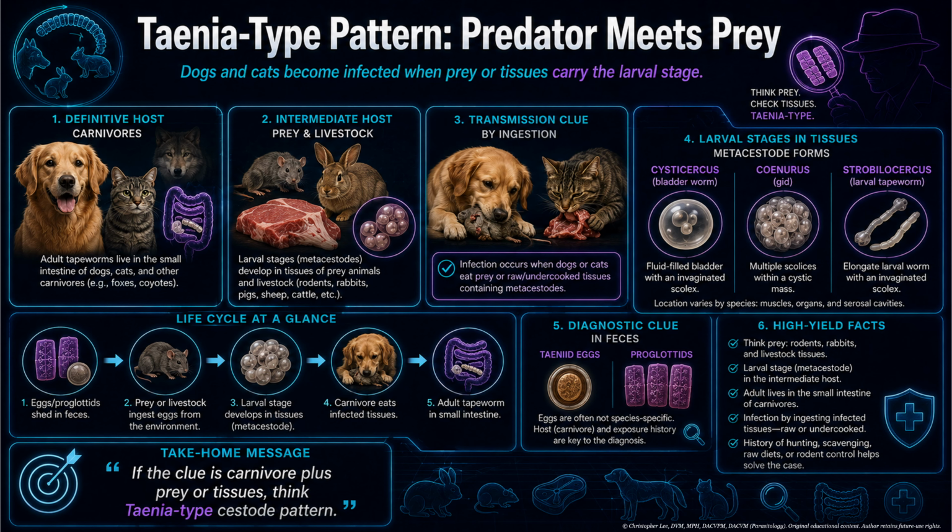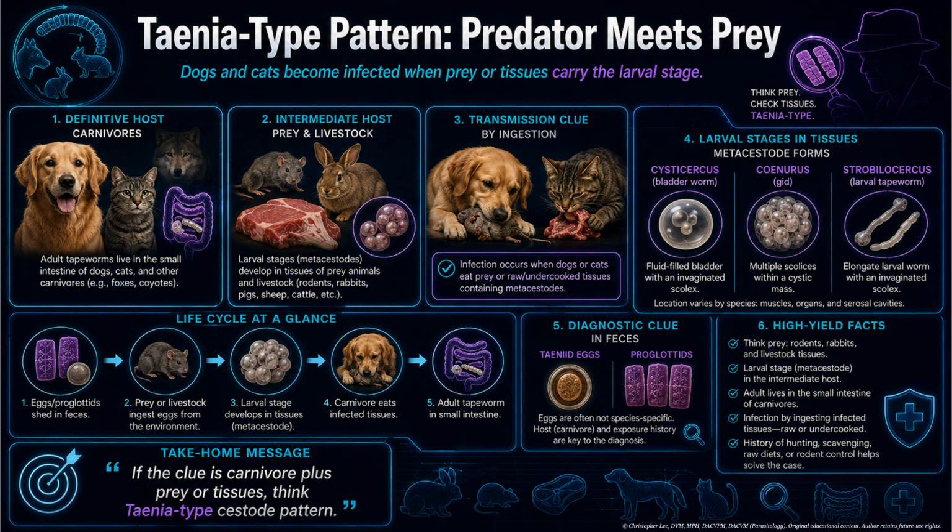Now, shift from fleas to prey and tissues. This is the Taenia-type pattern. Taenia comes from a Greek word meaning ribbon or band, which is a fair description of the adult tapeworm. The organizing pattern is a carnivore definitive host paired with a prey or livestock intermediate host.